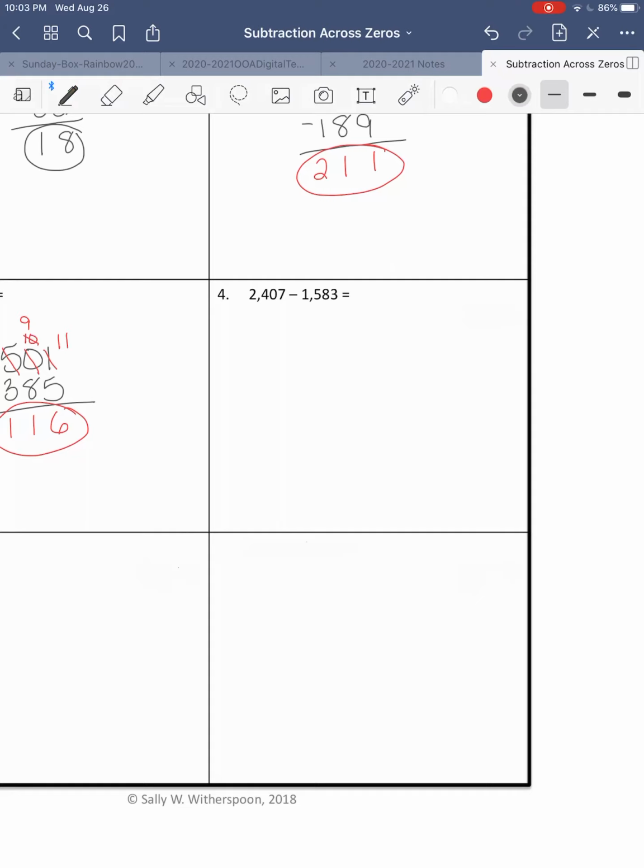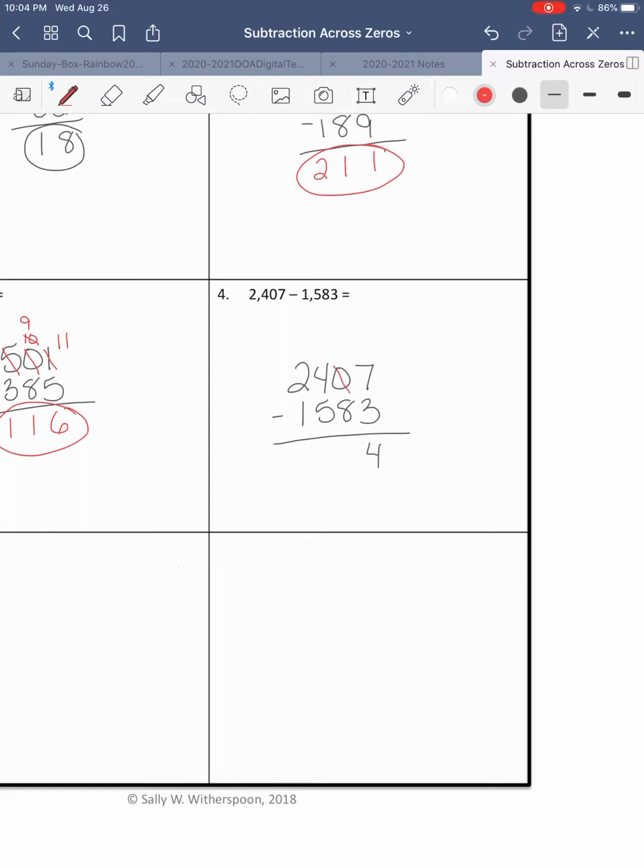And then the last one that we're going to do together, we're going to do the same thing. Line up our numbers. And then subtract. But on this one, I can do 7 minus 3, so I don't have to borrow there. 7 minus 3 is 4. When I get to the next digit, though, I can't do 0 minus 8, so now I have to borrow.